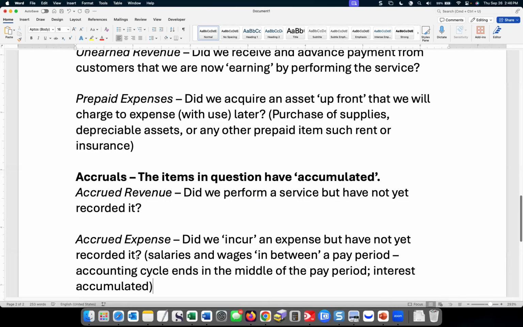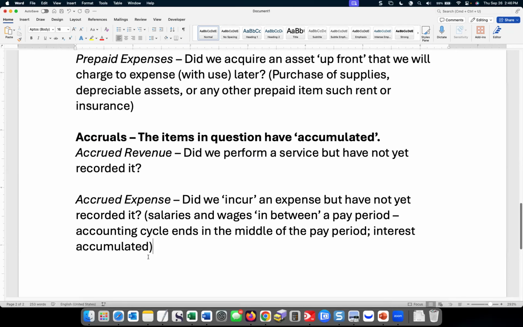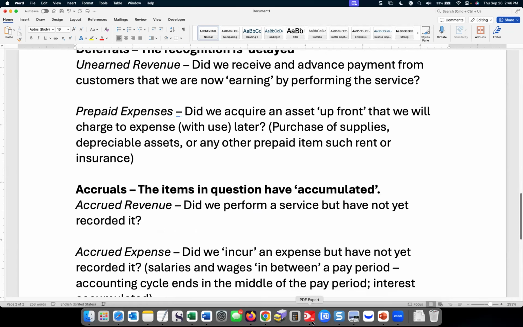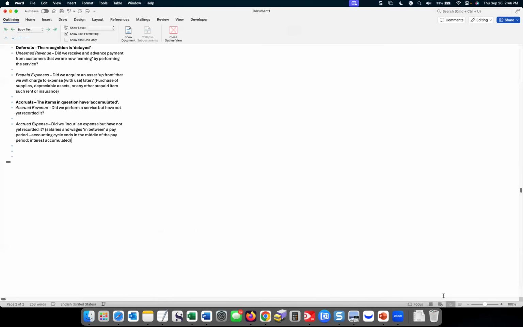A perfect example of an accrued expense. In fact, we'll see it and work with it today. Now one of the things I want to do is zoom out a little bit, and I want to come back to these notes.